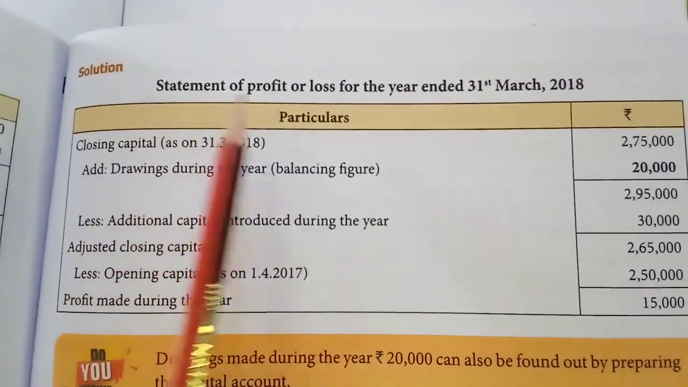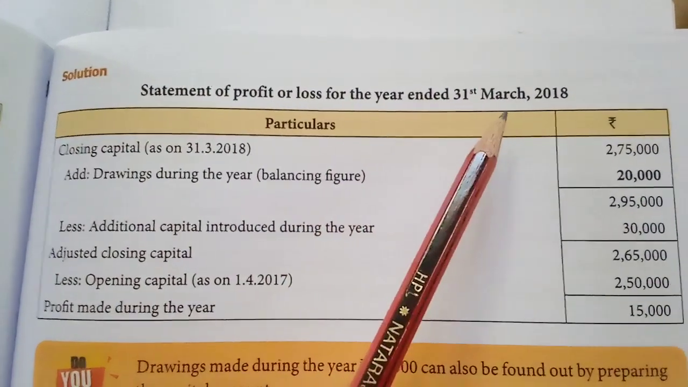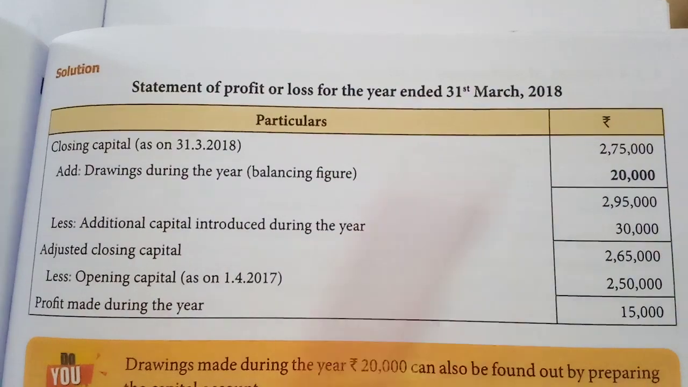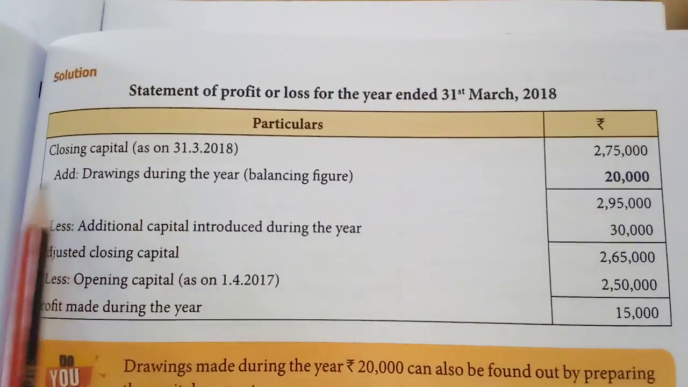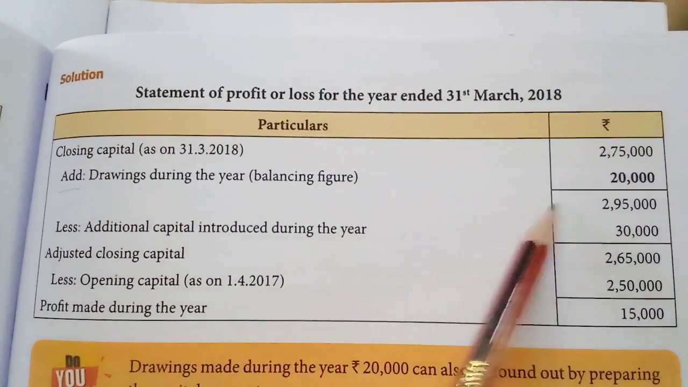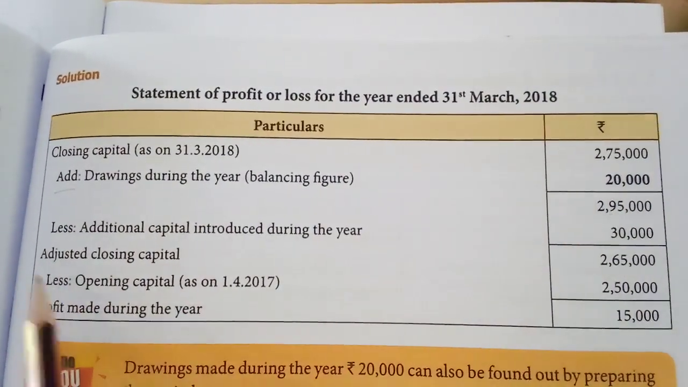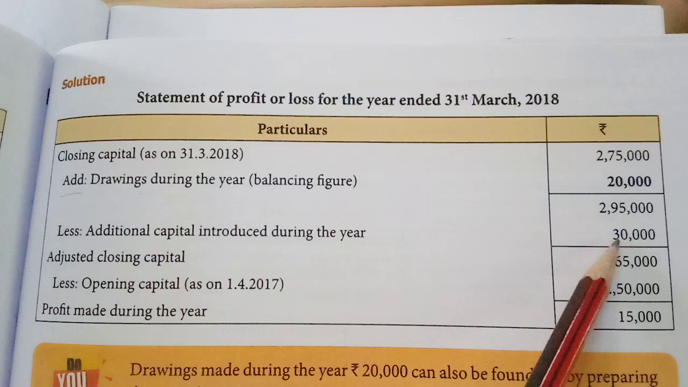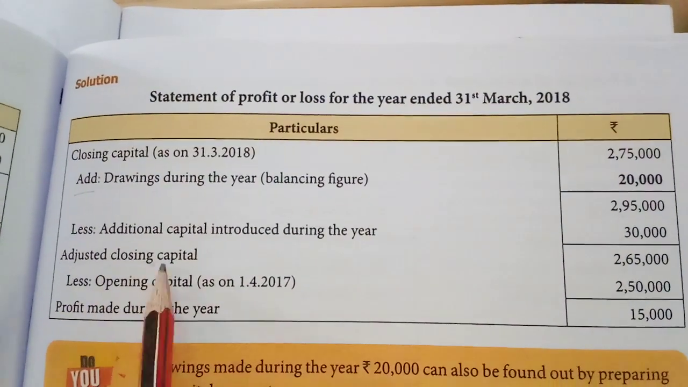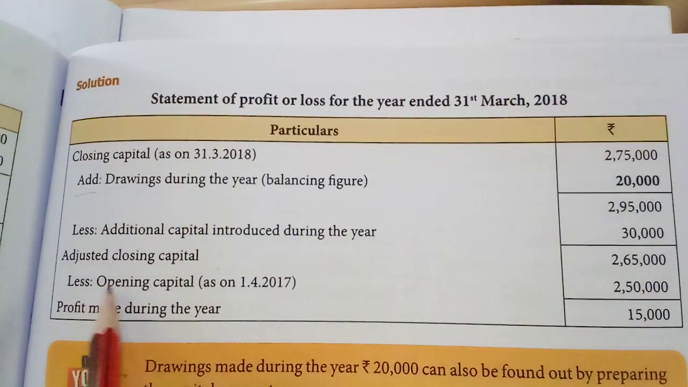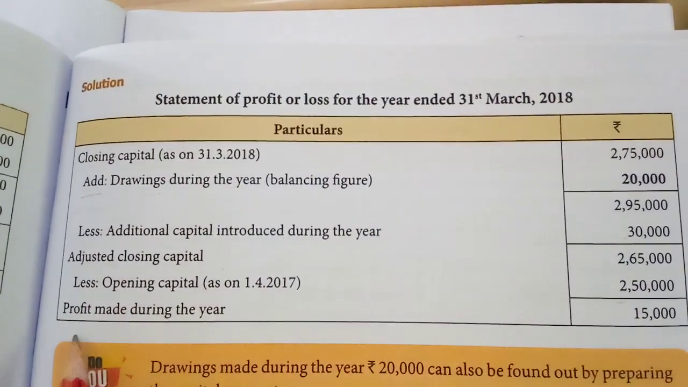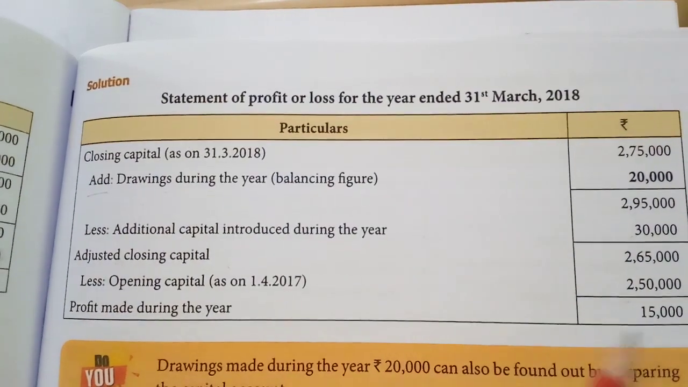The solution, statement of profit or loss for the year ended 31st March 2018, particulars, rupees, closing capital given. Drawings we do not know, but you write add drawings, leave the amount, then draw the line and leave this amount also, then write less additional capital 30,000, then leave this amount, adjusted closing capital you write, then less opening capital, we know the amount, then write profit.